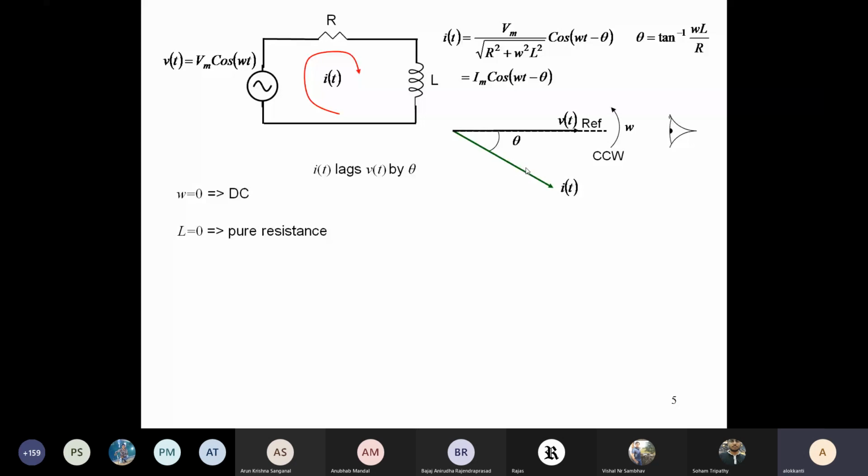Even if you have L equal to 0, but we apply an alternating voltage, what will happen? Because of L equal to 0, if you just put it in this equation, what will be theta?